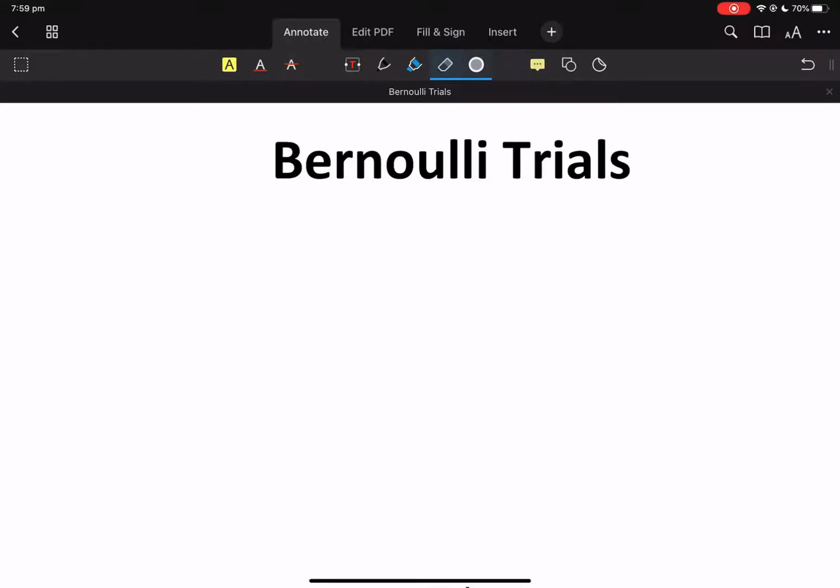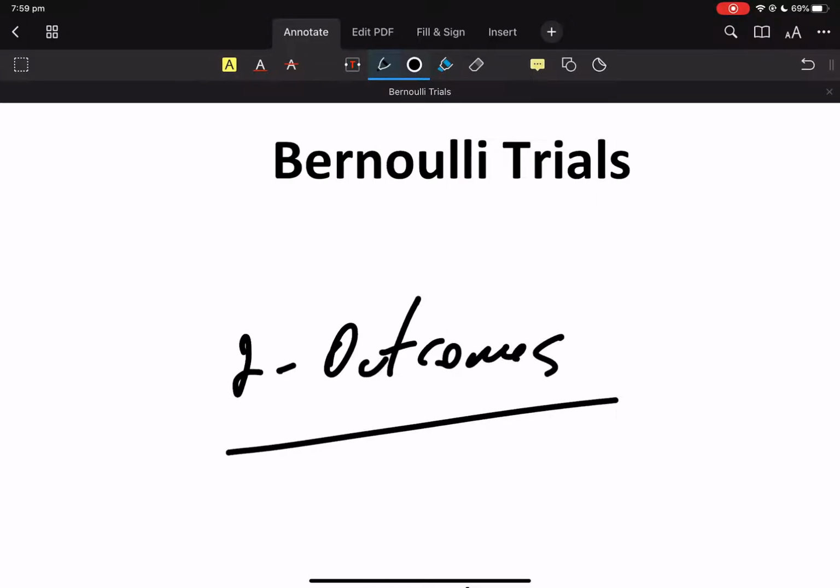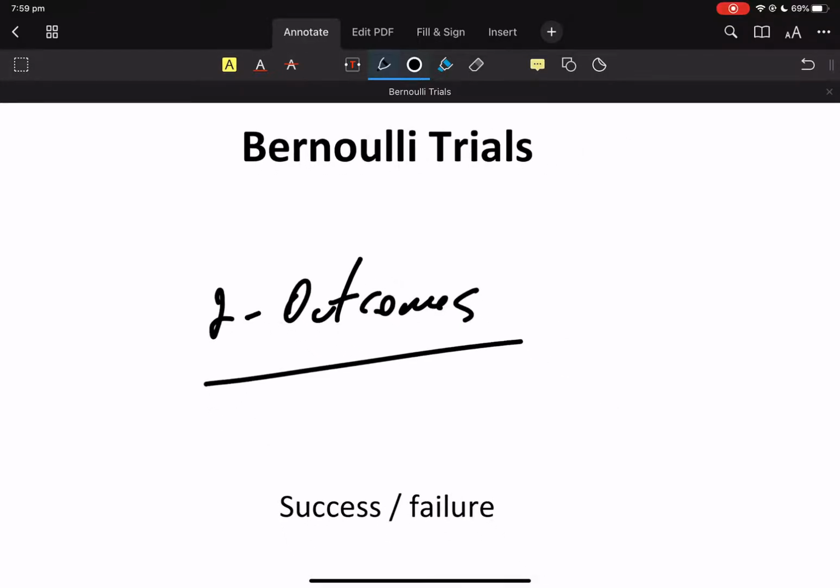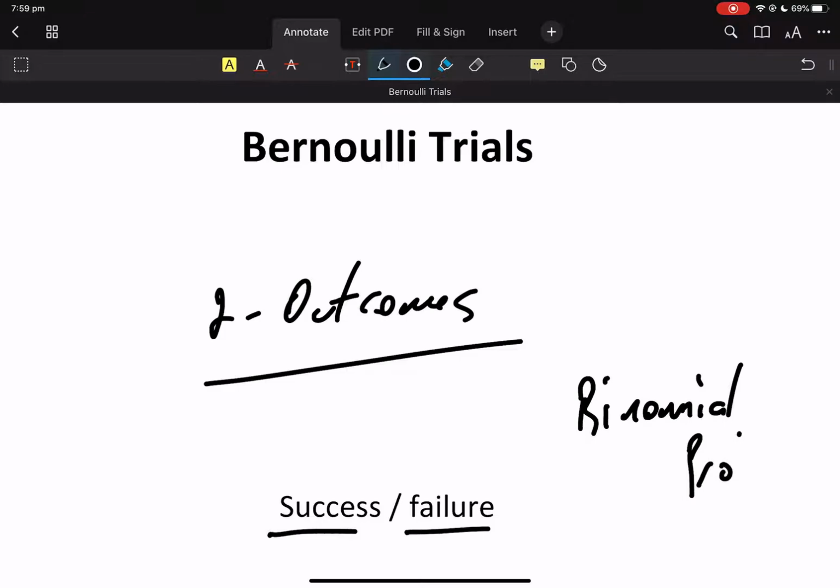Okay, Bernoulli trials. Bernoulli trials are special in that there are only two outcomes. Two outcomes only for a Bernoulli trial. We're going to say success or failure are the two different outcomes that you can get. That seems very similar to our binomial probability from last year.